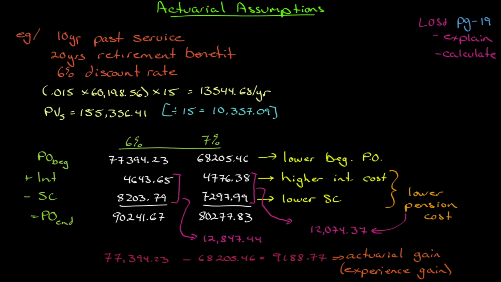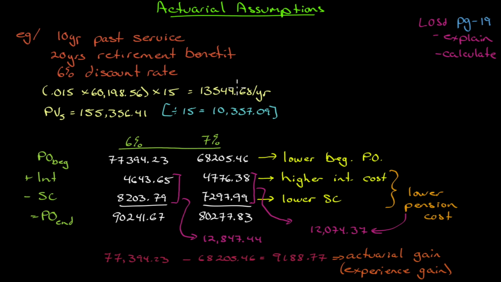All right, let's get a nice complex scenario up here. Remember our baseline scenario. The second example we went to added 10 years of past service cost. Then for the third example, we went back to our baseline scenario and added 20 years of retirement service. Well, let's put all of it together now. Let's assume that we have 10 years past service, 20 years retirement benefit, the 6% discount rate. So we're getting 1.5% of our final year salary. That doesn't change.